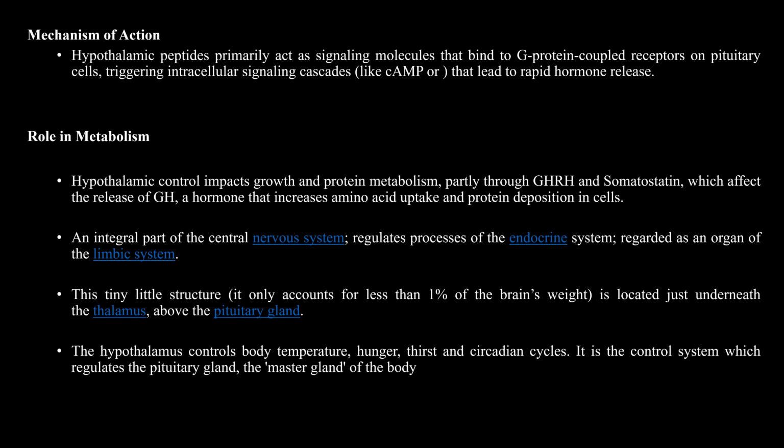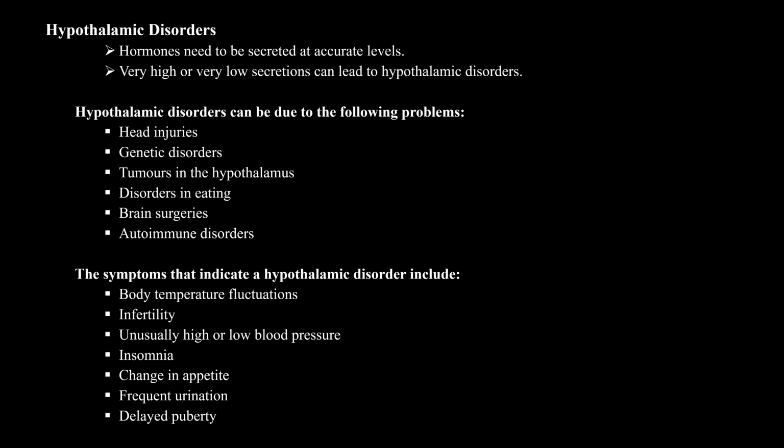The hypothalamus is an internal part of the central nervous system, a regulator of processes in the endocrine system. It is located under the thalamus above the pituitary gland. The hypothalamus controls body temperature, and the pituitary gland is regulated by it. The pituitary is the master gland of the body. Hypothalamus disorder: hormones are needed for secretion, and very high or low secretion leads to hypothalamic disorder.